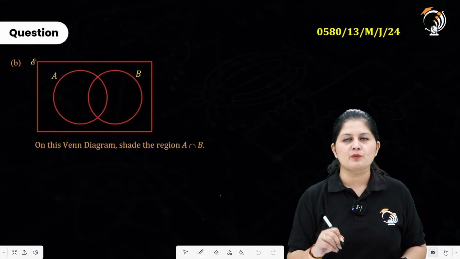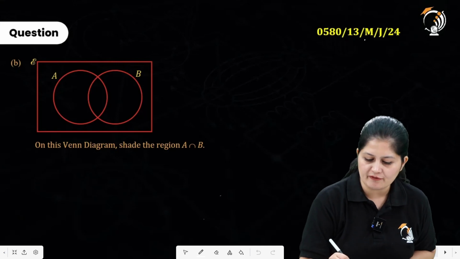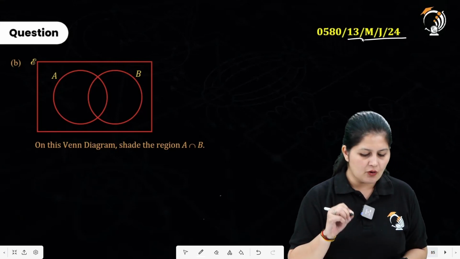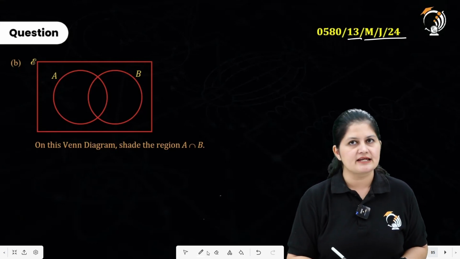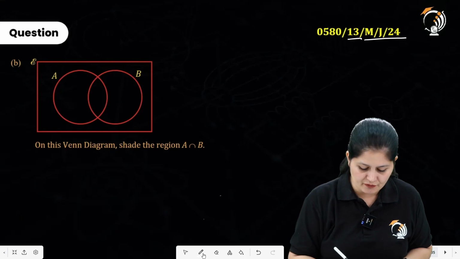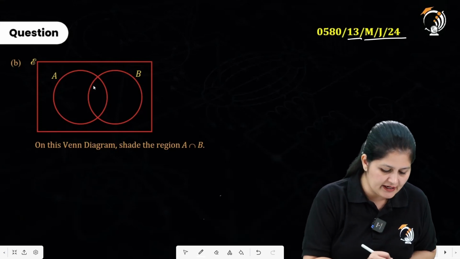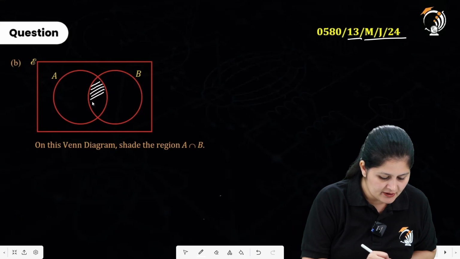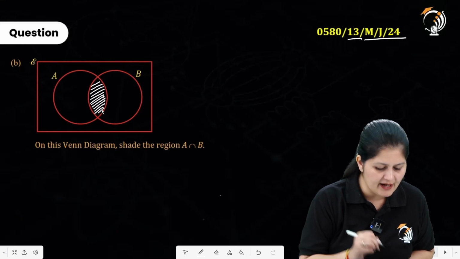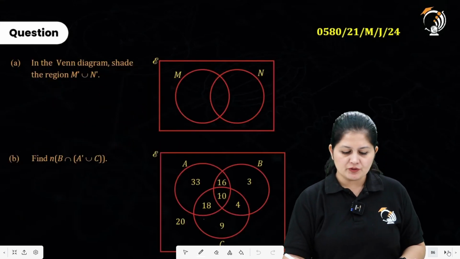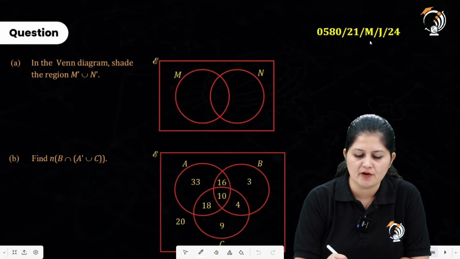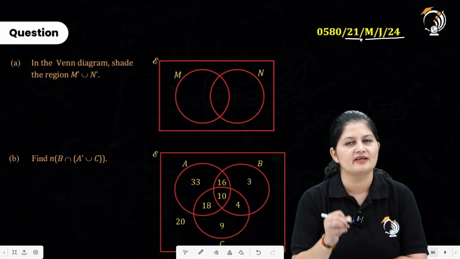Talking about the next question, which is from the paper of May-June 24, variant 1-3. On this Venn diagram, we need to shade the region for A intersection B. So this is the region which is the intersection of A and B. Clear? Moving to the next question here, which is from the paper of May-June 24, variant 2-1.